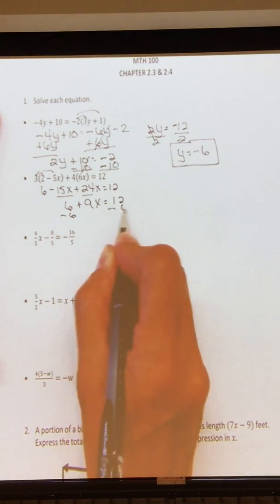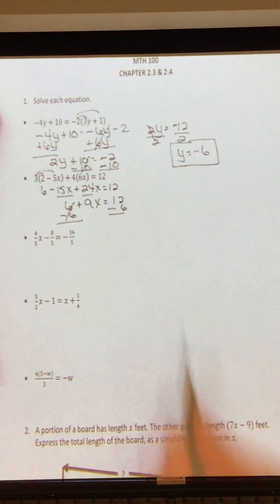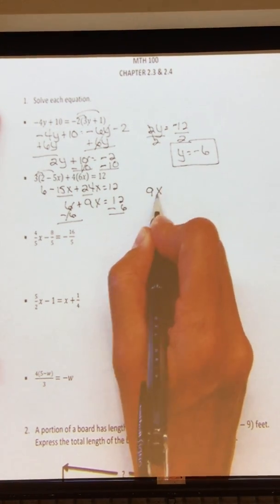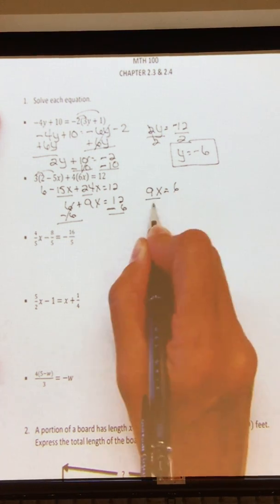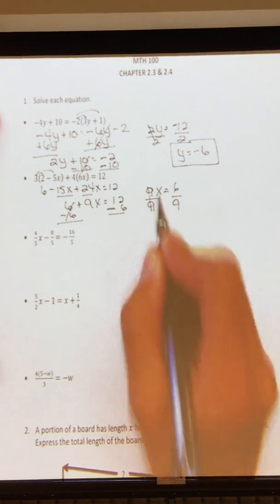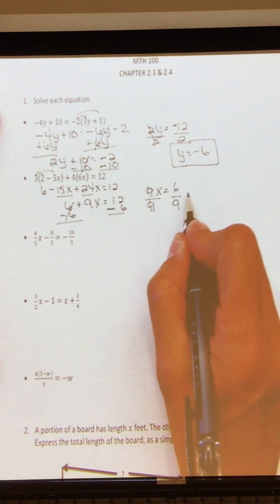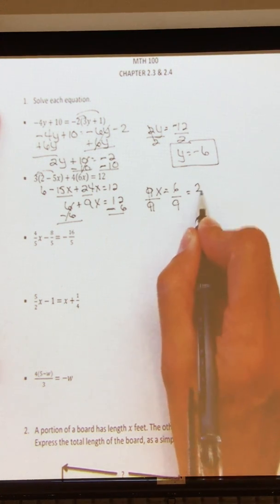Moving the 6 over to the other side, it cancels. So you have 9x is equal to 12 minus 6, which is 6. Divide by 9. You have 6 over 9, which can be simplified to 2 over 3.